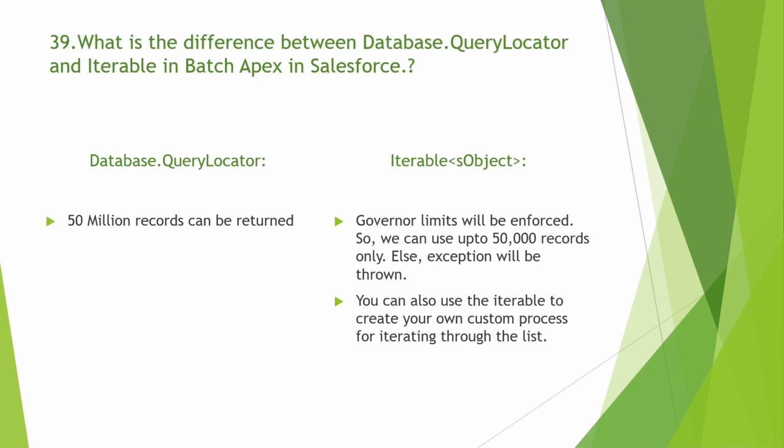What is the difference between Database.QueryLocator and Iterable in Batch Apex in Salesforce? Database.QueryLocator: 50 million records can be returned. Iterable: governor limits will be enforced. So, we can use up to 50,000 records only. Else, an exception will be thrown. You can also use the iterable to create your own custom process for iterating through the list.